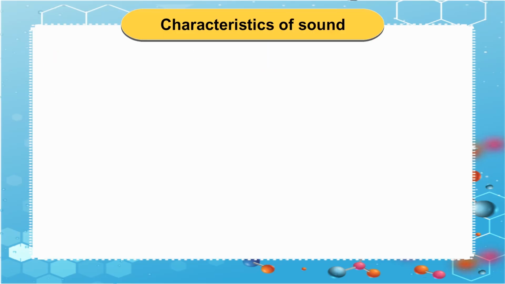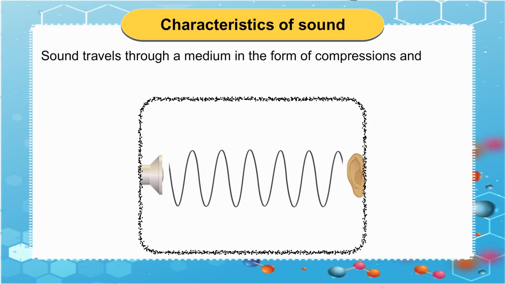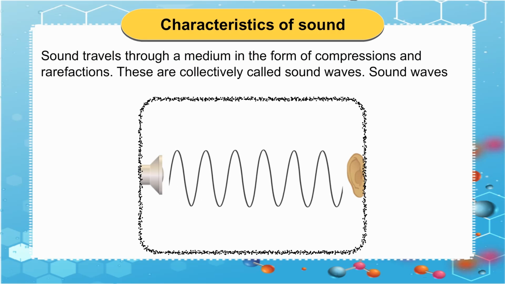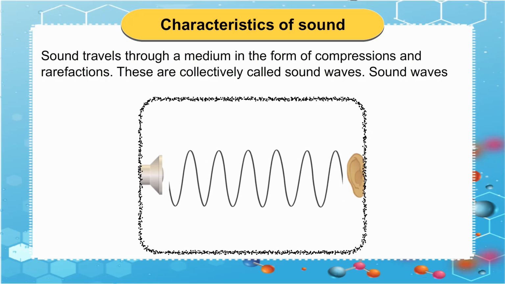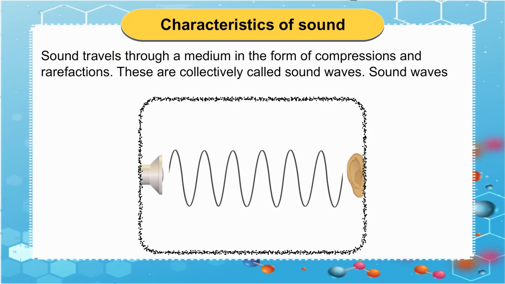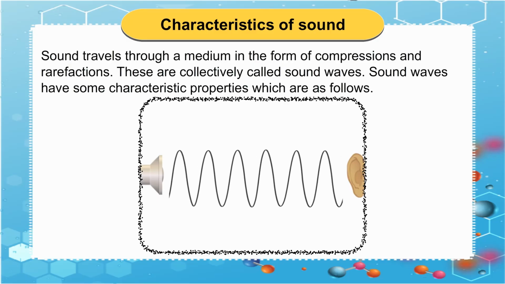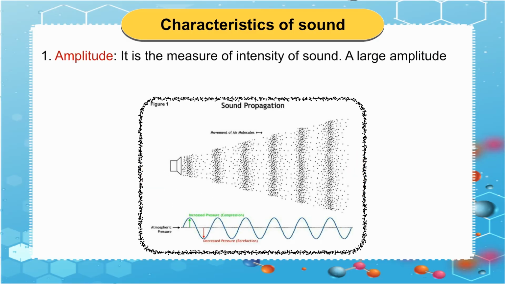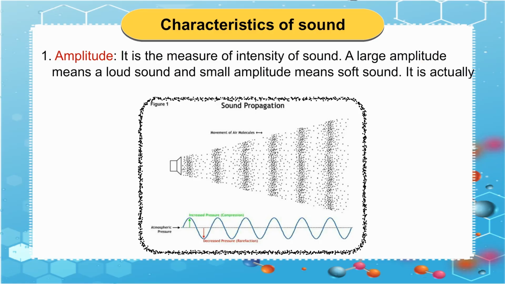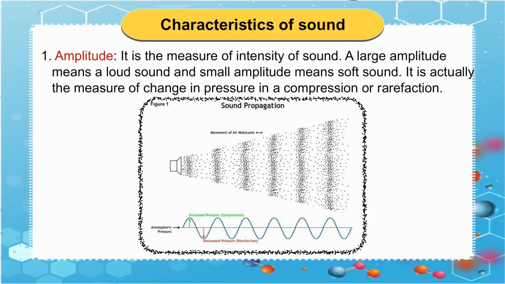Characteristics of sound. Sound travels through a medium in the form of compressions and rarefactions. These are collectively called sound waves. Sound waves have some characteristic properties which are as follows. 1. Amplitude. It is the measure of intensity of sound. A large amplitude means a loud sound and small amplitude means soft sound. It is actually the measure of change in pressure in a compression or rarefaction.